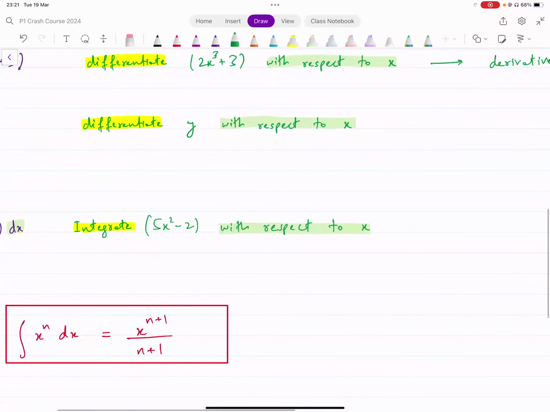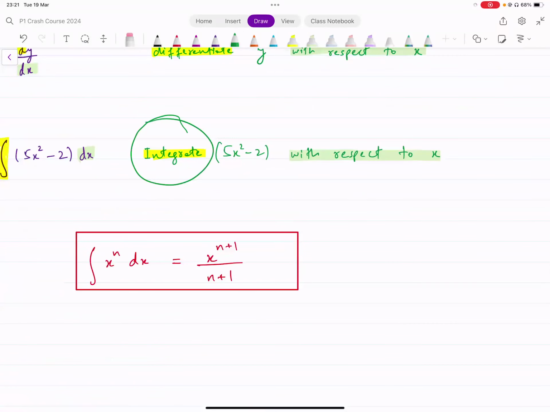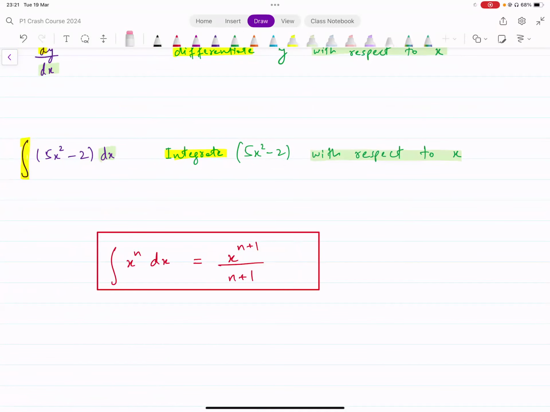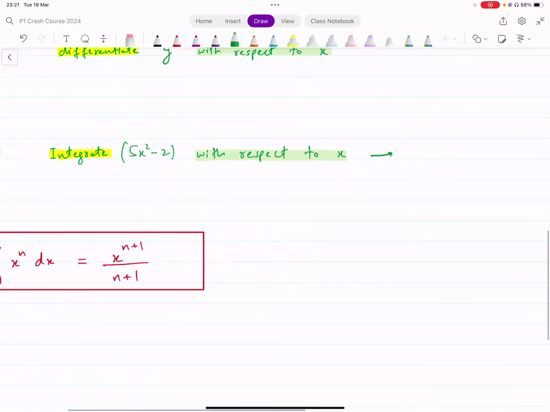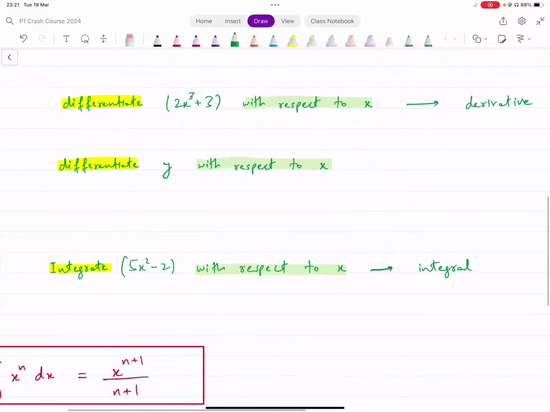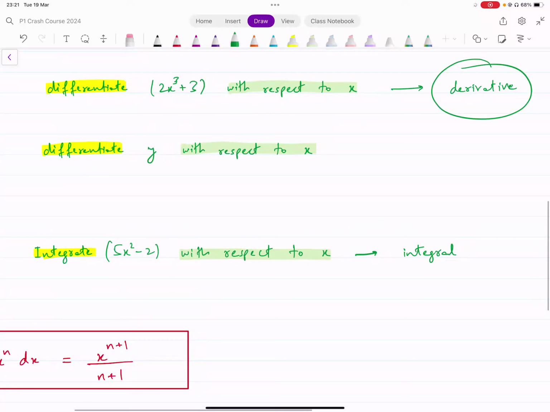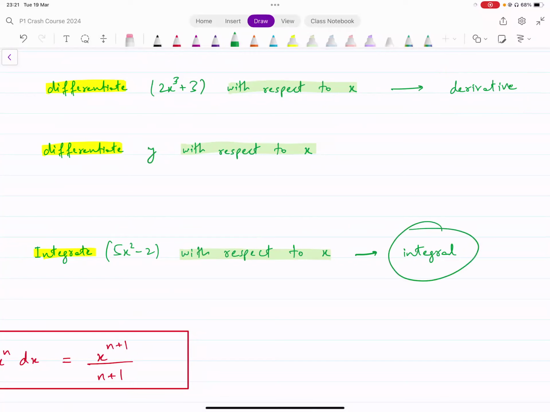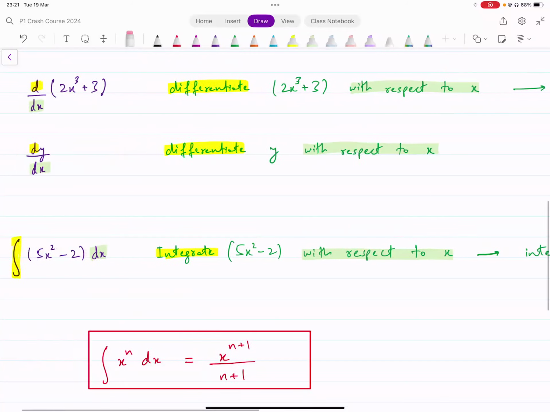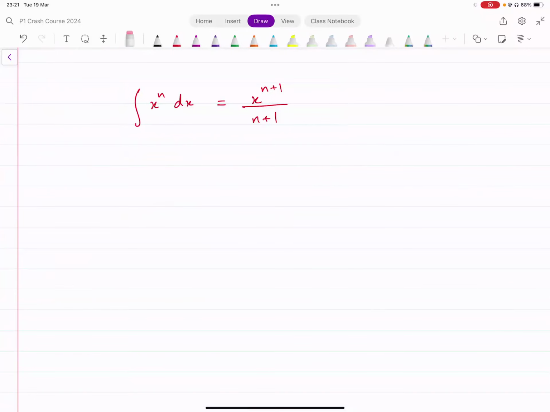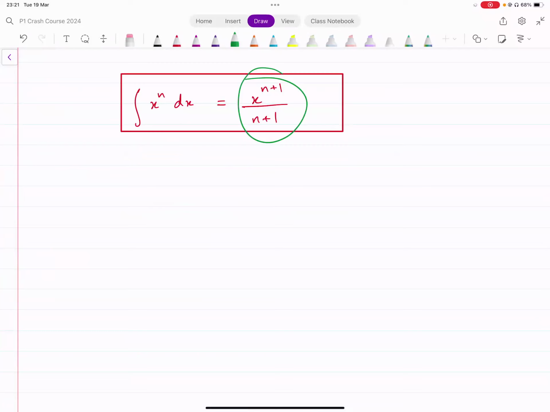Okay. When you integrate something, the process is called integration. When you integrate something, the end result that you get at the end is called an integral. That's the result that you get at the end. So in differentiation, we used to call the result the derivative of the function. In this case, when we integrate something, the end result is called the integral of that function. So this is the integral of this function. X raised to n plus 1 over n plus 1, that's the integral. Okay, so that's the notation that we will be using in integration.